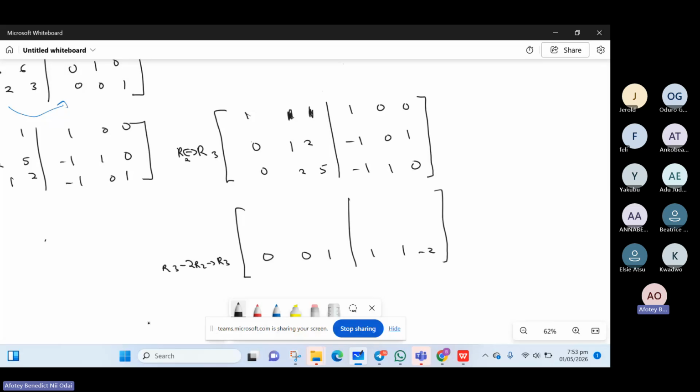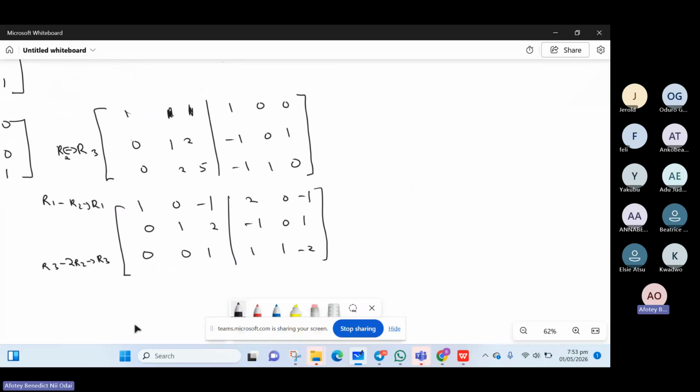So can we use the R2 to eliminate any of these values? Yes, we can use the 2 to eliminate this one, right? So when we perform R1 minus R2, we actually get rid of this one over here. So we end up getting 1 0 negative 1 2 0 negative 1. Okay, R2 has not been changed, so we again get 0 1 2 negative 1 0 1, right? So let's proceed. This is what we are having now.